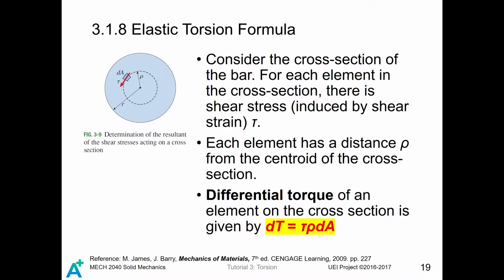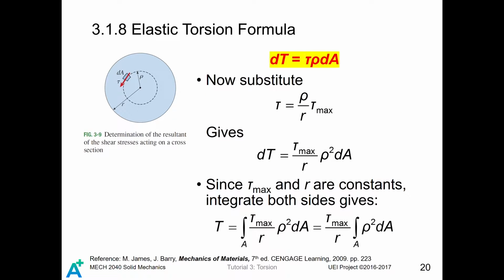The differential torque of an element on the cross-section, dT, equals the shear stress tau times the differential area. Those two terms multiplied together generate the force, which is dF. Then we multiply the differential force by the distance ρ from the centroid to get the differential torque, which is given by tau ρ dA. Next, we substitute the relationship between the shear stress and the maximum shear stress into it. The differential torque can be rewritten in this form.